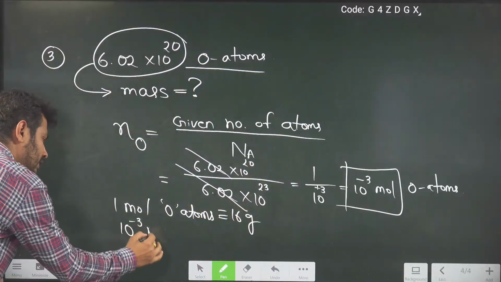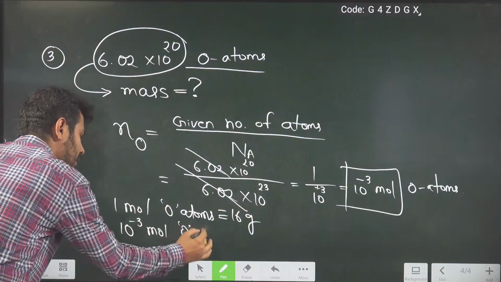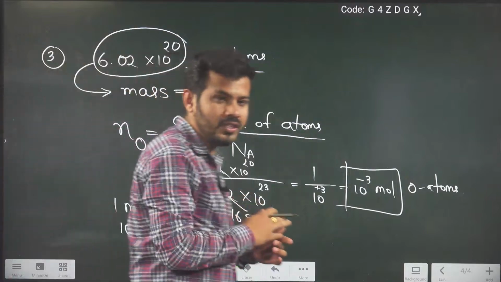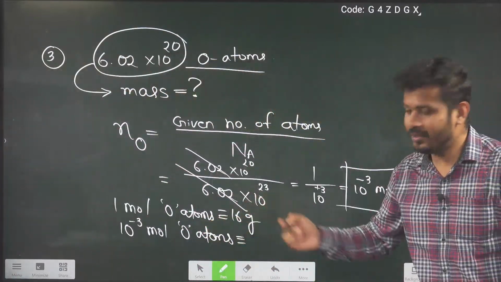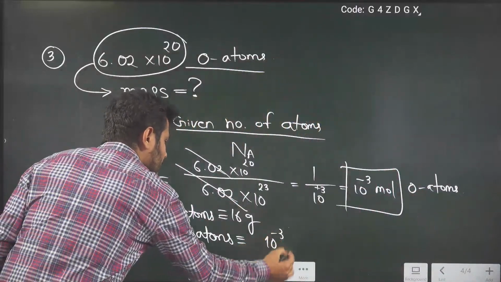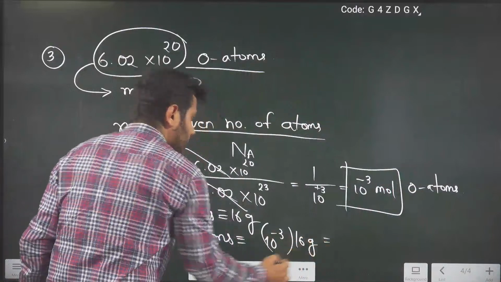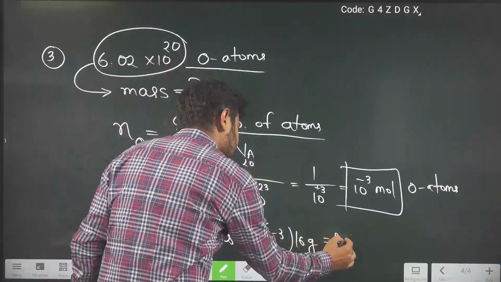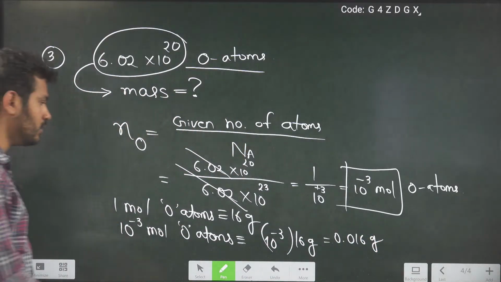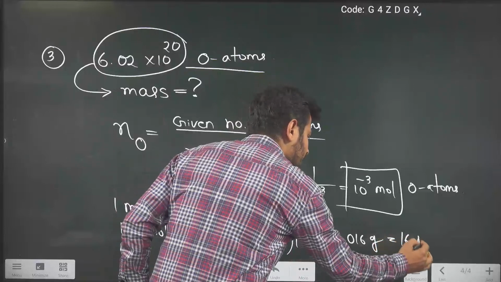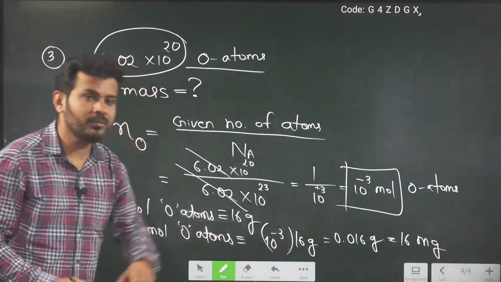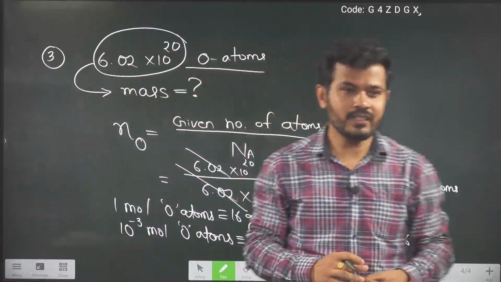So 10 to the power of minus 3 moles of oxygen atoms will be how much? We are just solving by the unitary method, so it is a very easy question. If 1 mole is 16 gram, 10 to minus 3 mole is 10 to minus 3 times 16 gram, which is 0.016 gram. Or else we can say this is 16 milligram. Milli means 10 to minus 3, so 16 times 10 to minus 3 gram is 16 milligram. Is it clear, guys?